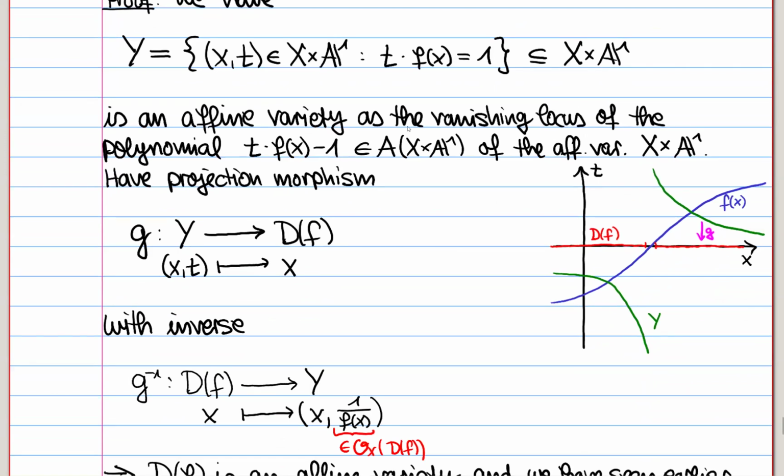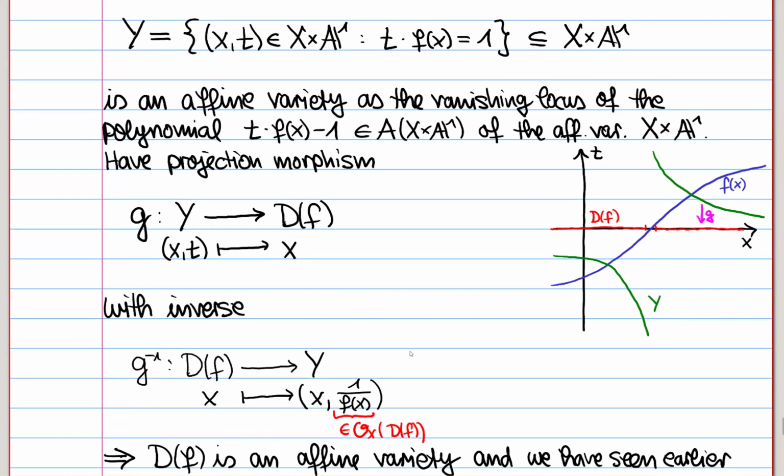To do that, we just give a map from Y to D(f) and the map in the opposite direction. The map from Y to D(f) is very simple. You just take this pair and send it to x. So here, if we illustrate this, we have one direction for the x coordinate and one direction for the new t coordinate. And then let's say f of x was given by some function like this. Then Y is the set where t is equal to 1 over f. So basically we see in this picture we would have a pole at the zero of f. And then the map g is just a projection downstairs. We remember the x coordinate.